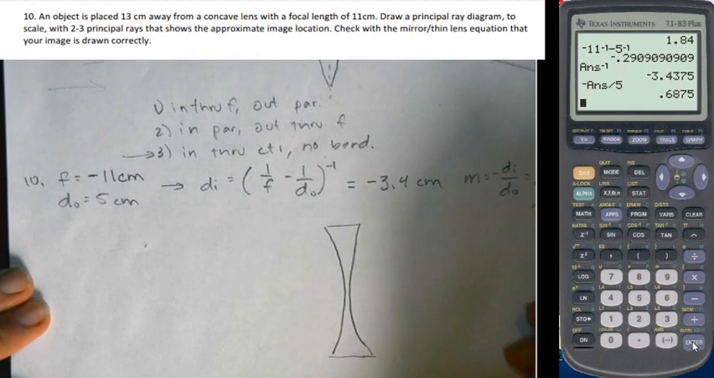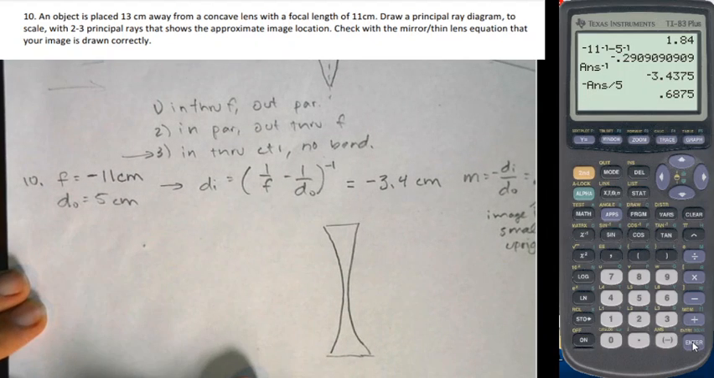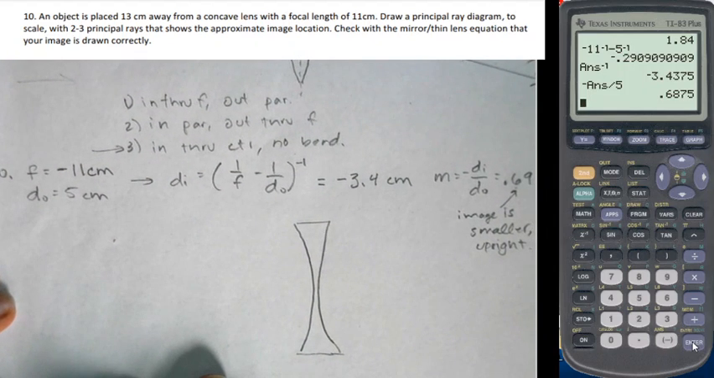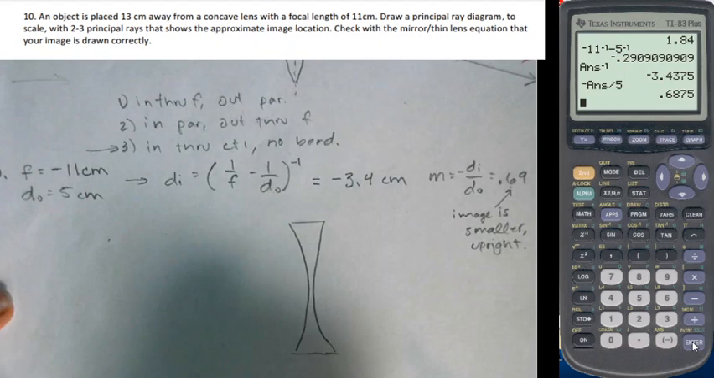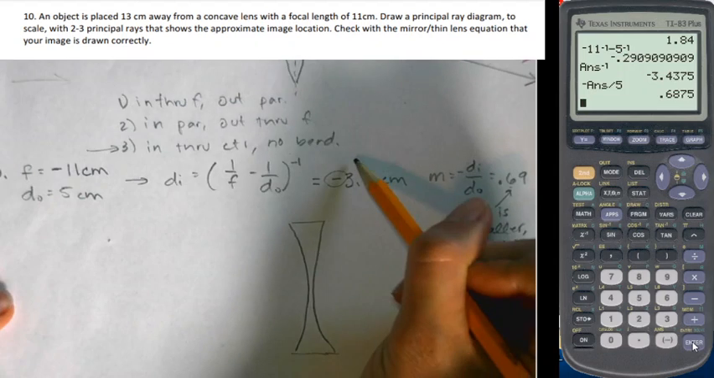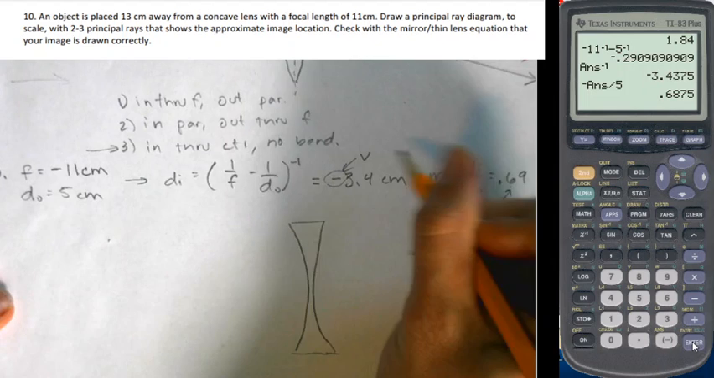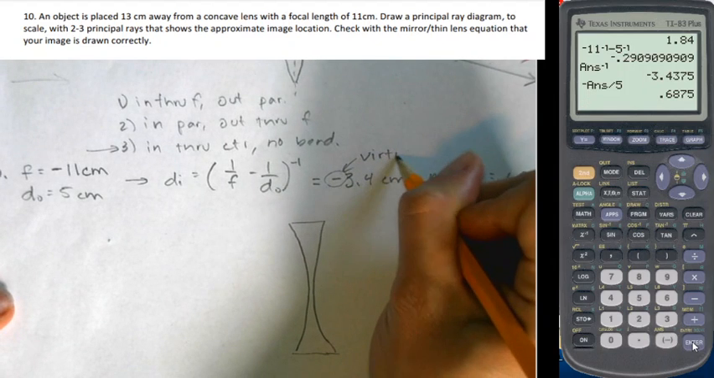So this tells me that I have a smaller image, okay? So image is smaller. If this number was 1, then my image and my object would be the same size. If it's bigger than 1, then my image is bigger. If it's less than 1, then my object is bigger. It's also upright because it's a positive number. We can also tell right here from this negative number that we have a negative image distance, but we are also still expecting a virtual image.